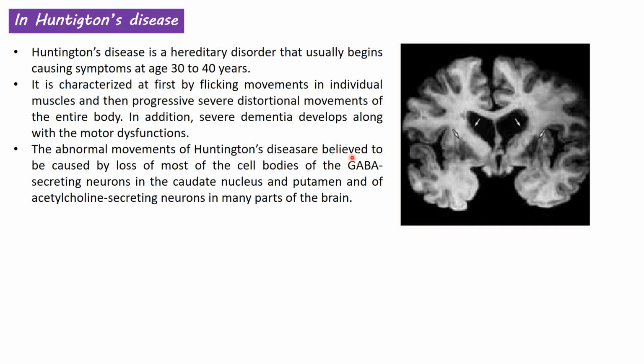It is caused, as I mentioned, by the loss of the cell bodies of the GABAergic neurons in the caudate nucleus and putamen, and the acetylcholine secreting neurons in many parts of the brain. So usually it is associated with severe dementia. There is chorea present in Huntington disease as well as severe dementia.